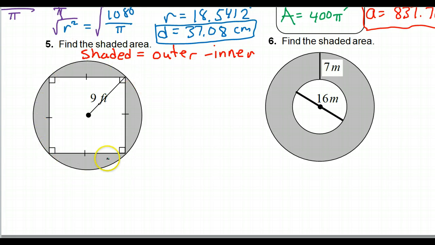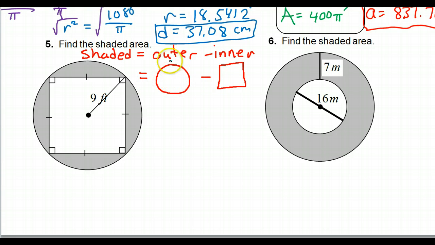Okay, if I have the outer shape and then I subtract the inner shape, sort of like cutting it out with scissors, that should leave the outline. So in this case, the outer shape is the circle, so it's the circle minus the inner shape, which is the square. So this is my strategy: do the circle minus the square.